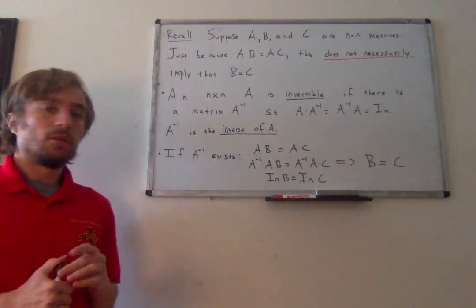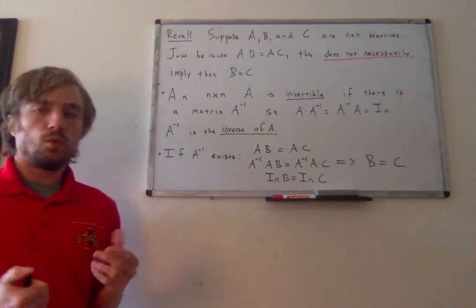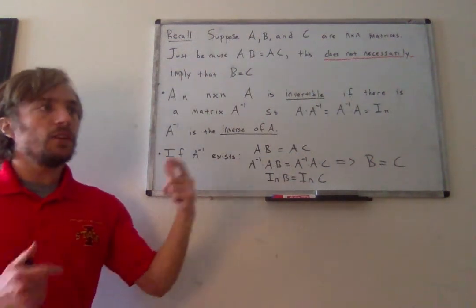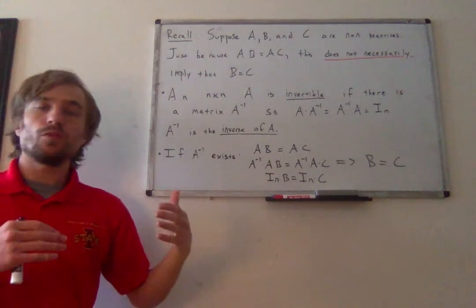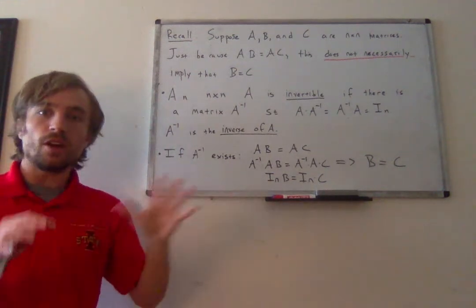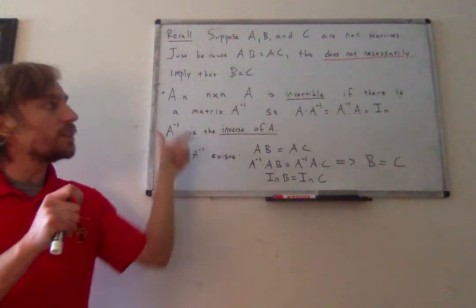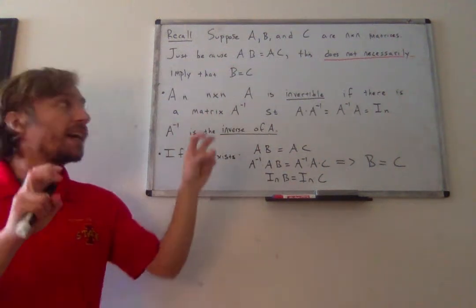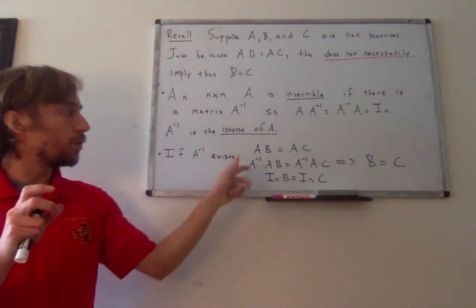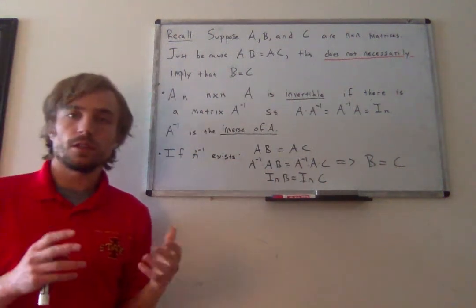So you can think like the reason this property held with real numbers is because we could, in a sense, cancel out factors on either side of the equation. And this is what gives us the ability to cancel out A in that way, is that I can multiply both sides by its multiplicative inverse.